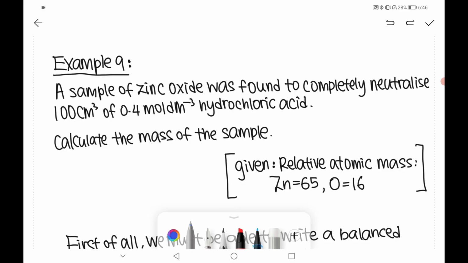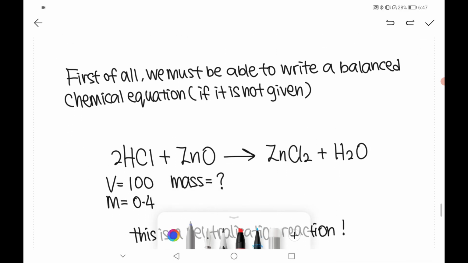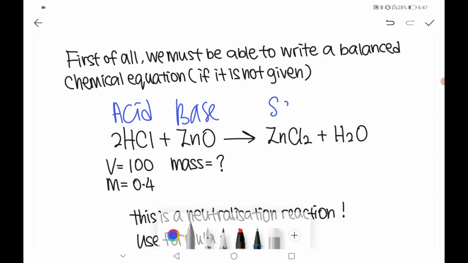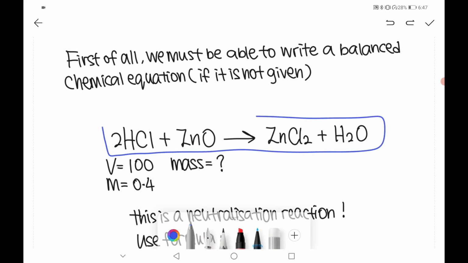So first of all, we need to write a chemical equation because it's not given. So we have zinc oxide, which is ZnO. We have hydrochloric acid, which is HCl. So when hydrochloric acid reacts with zinc oxide, what happened? Hydrochloric acid is an acid. Zinc oxide, any metal ended with O, is a base. When acid reacts with base, you will get salt and water. So this is the chemical equation. Make sure you know how to write it on your own. And you must always make sure the chemical equation is balanced. After you write the chemical equation, you need to double check it is balanced. So this is a balanced chemical equation.